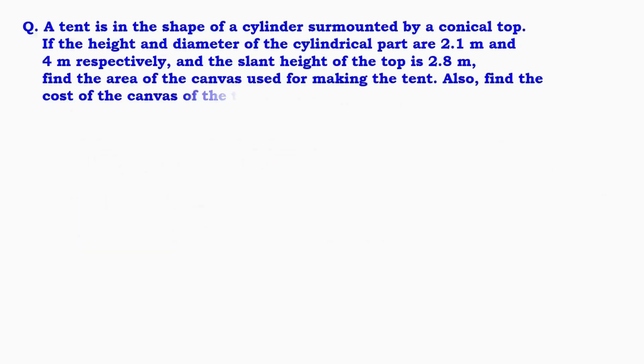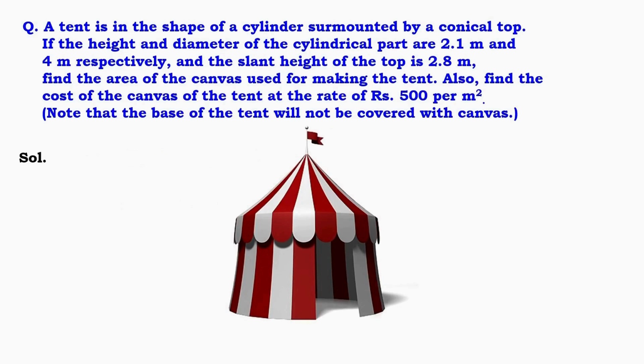A tent is in the shape of a cylinder surmounted by a conical top. If the height and the diameter of the cylindrical part are 2.1 meter and 4 meter respectively, and the slant height of the top is 2.8 meter, find the area of the canvas used for making the tent. Also find the cost of the canvas of the tent at the rate of rupees 500 per meter square. Note that the base of the tent will not be covered by canvas.